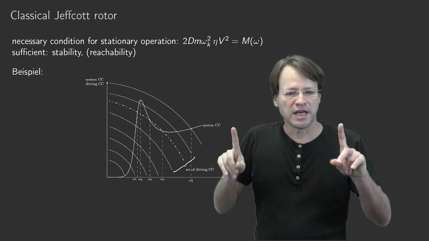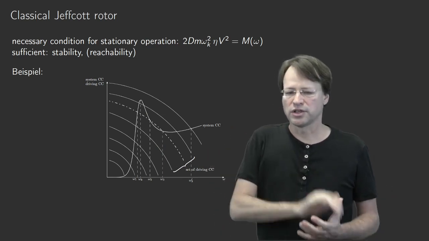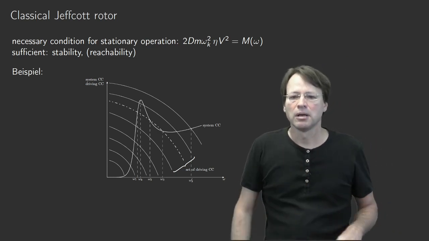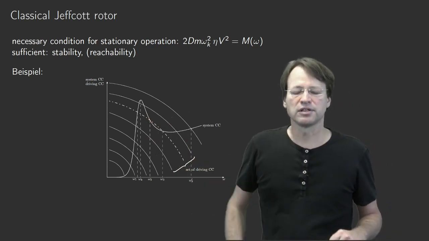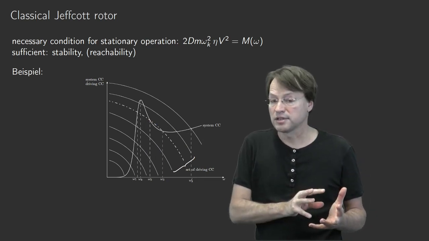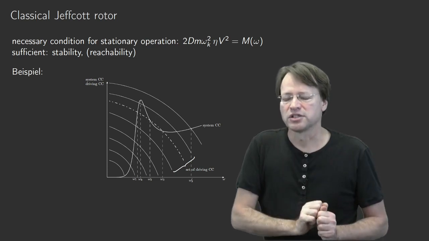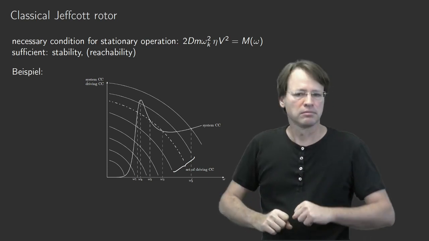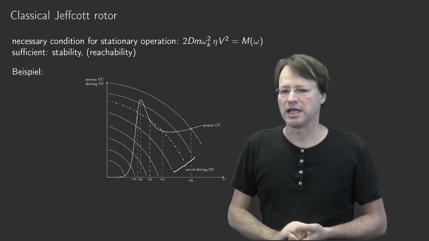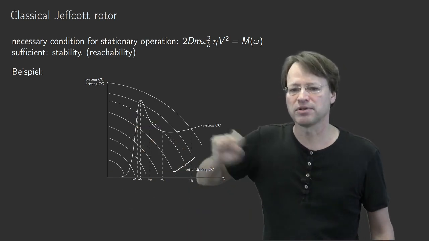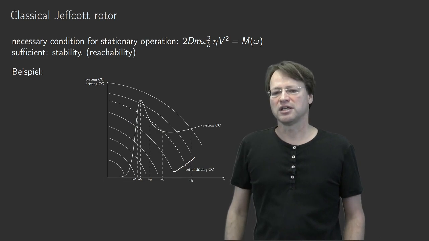And then you are in a candidate for a stationary state. That is, there's suddenly a balance between the system characteristic curve and the driving characteristic curve. So the torque your engine provides is just enough that your system torque is happy and says, well, that's all I need. And I will keep that stationary state.